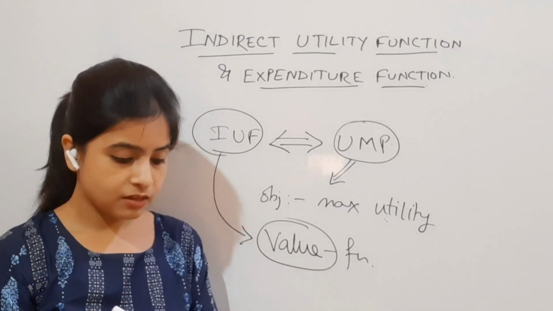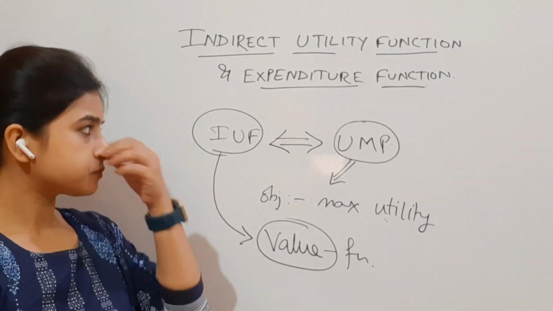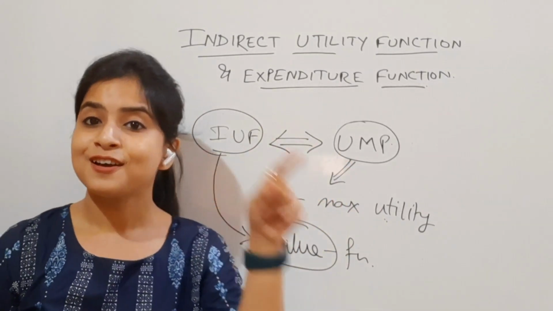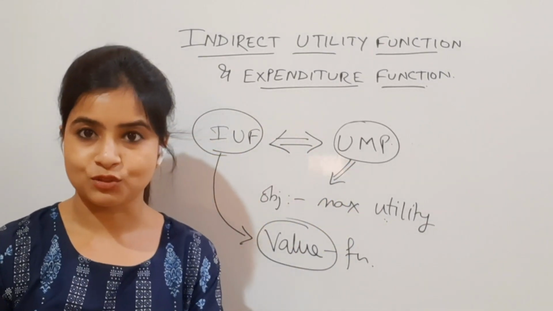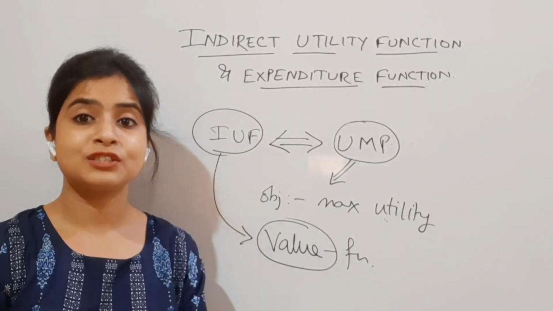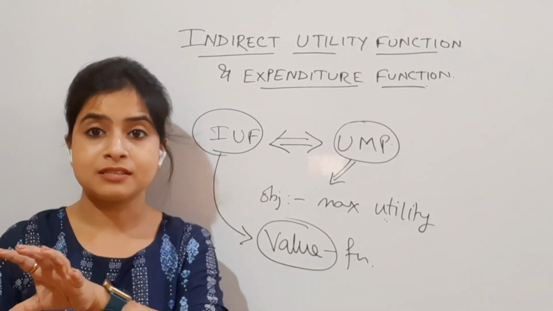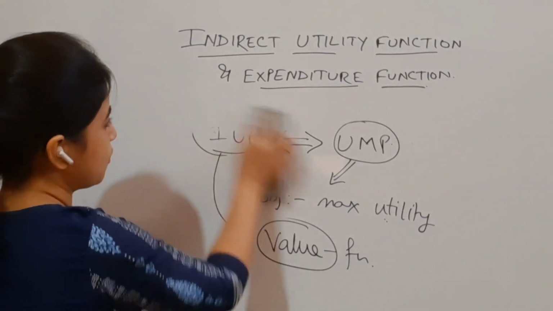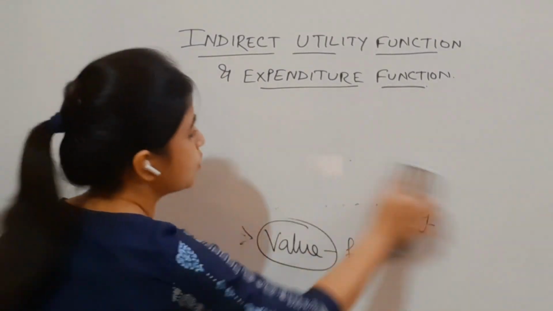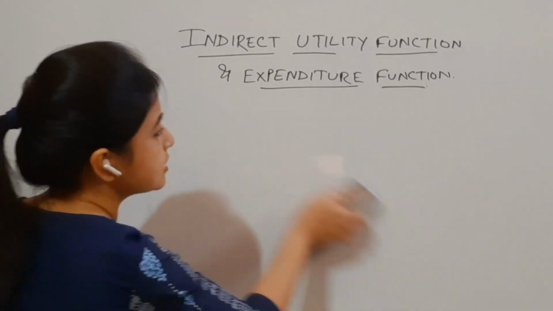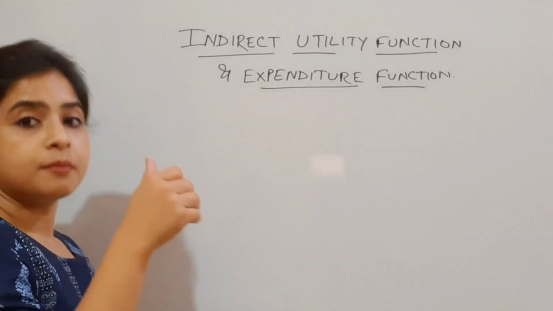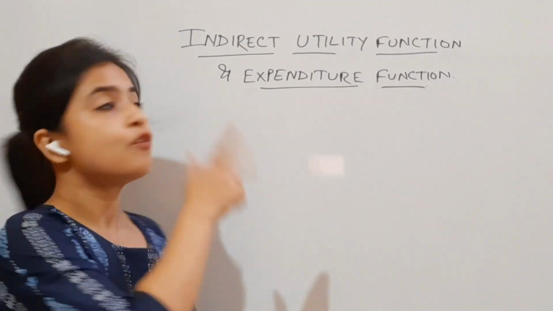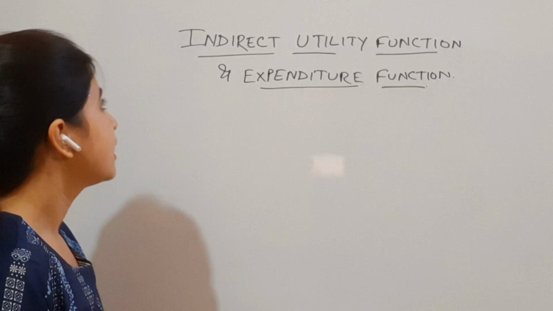Of course, here the value function is obtained where the variables are the prices and the income of the particular individual. That is, the budget constraint variables, right? So this is another important point. Now, let's come one by one to discuss the objective function as well as the budget constraint for these two, right?